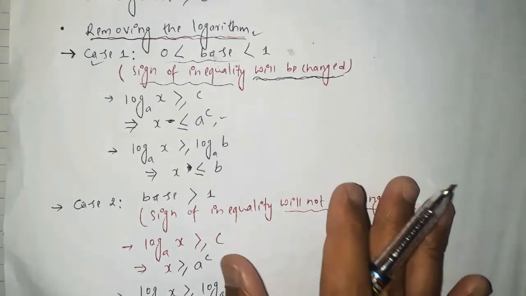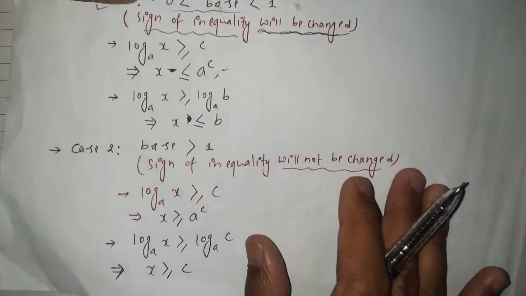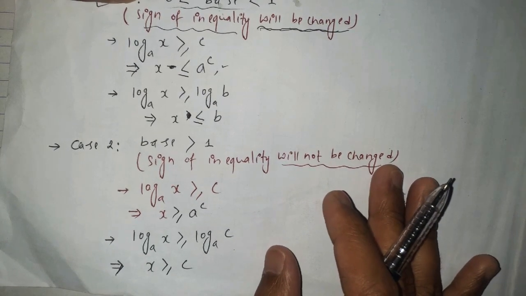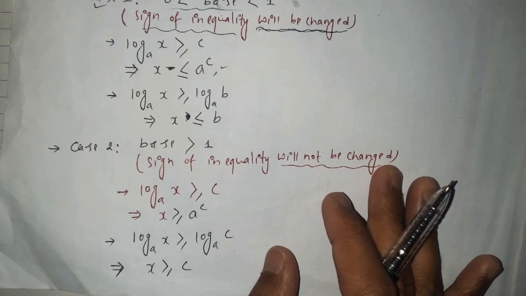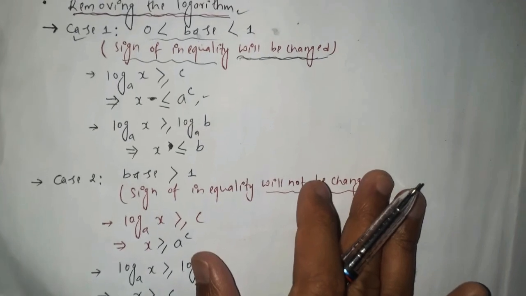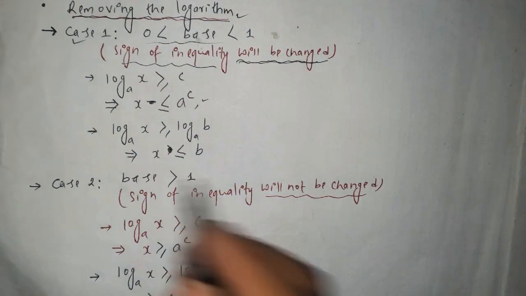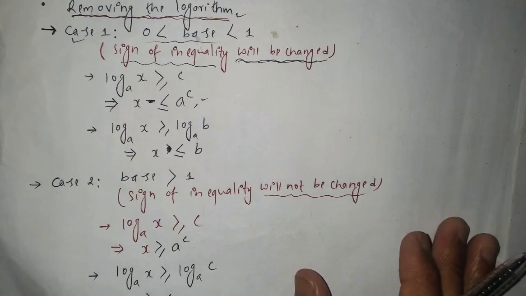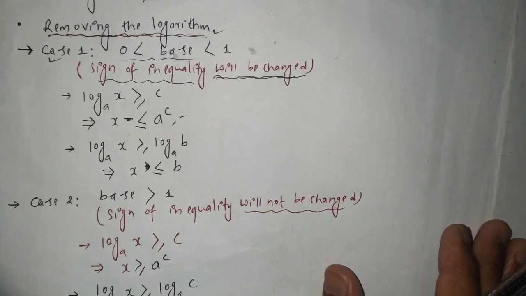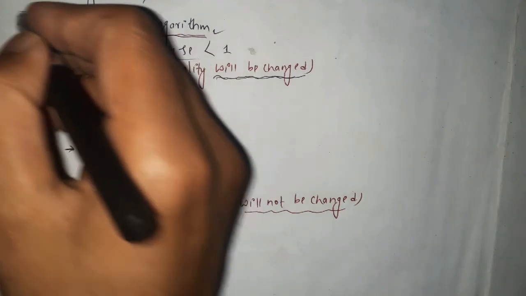This second step is removing the logarithm, and this process is for removing the logarithm in the given inequality. For removing the logarithm, we have to look at the base of the logarithm. The first case is when the base lies between 0 and 1, and the second case is when the base is more than 1. By this process we can remove the logarithm present in the inequality. This is the second step.